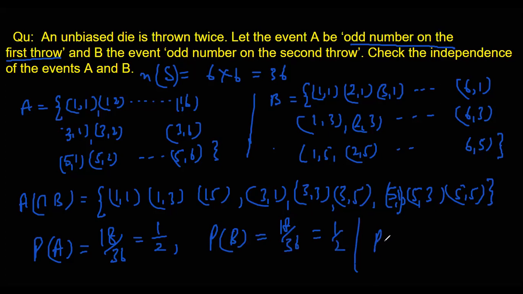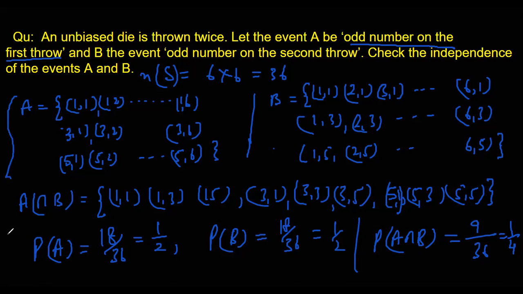And what is P(A intersection B)? The A intersection B is also, you see, there are nine cases. 1, 2, 3, 4, 5, 6, 7, 8, 9. So 9 favorable outcomes. Total number is 36. So it is 1 by 4. Now see, 1 by 2 into 1 by 2 is actually 1 by 4. So that means here we can say P(A) into P(B) is equal to P(A intersection B). That means these two events are independent.